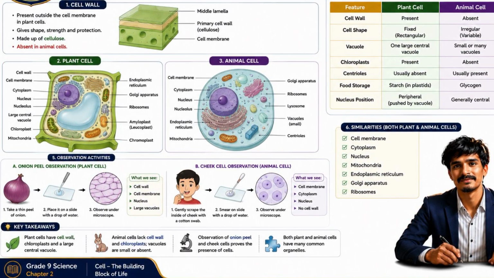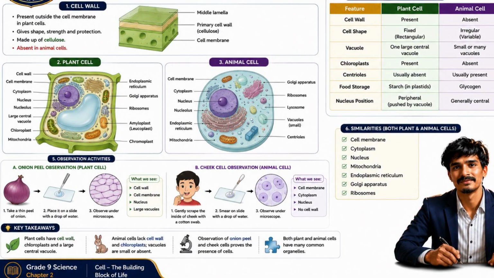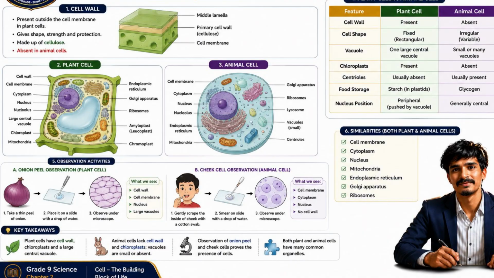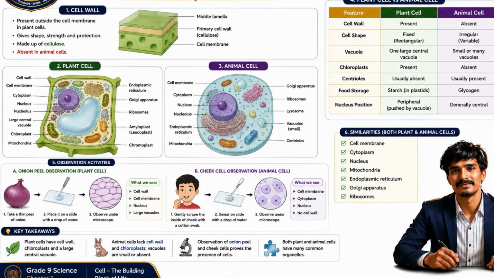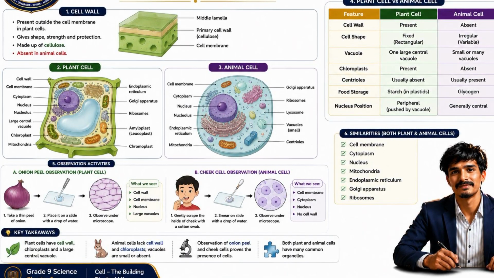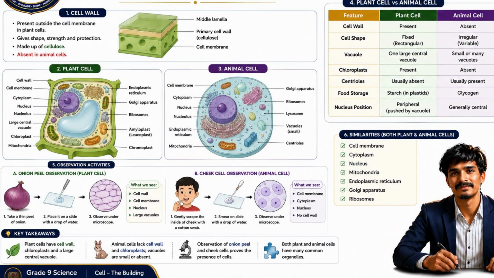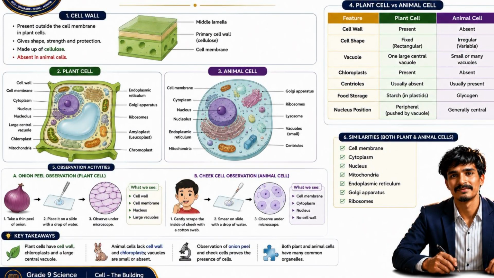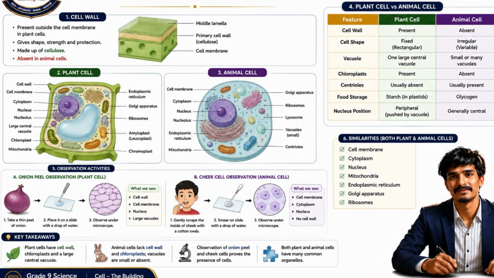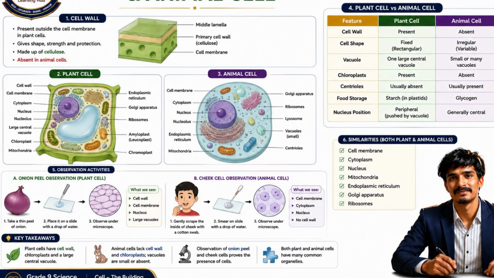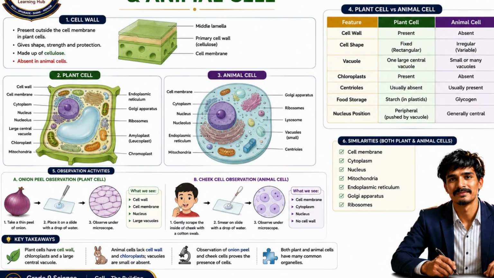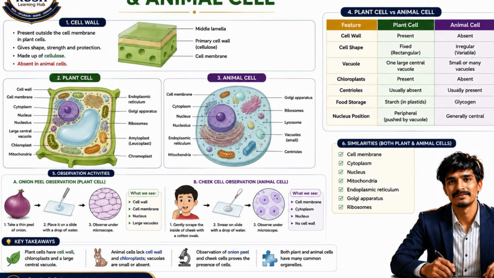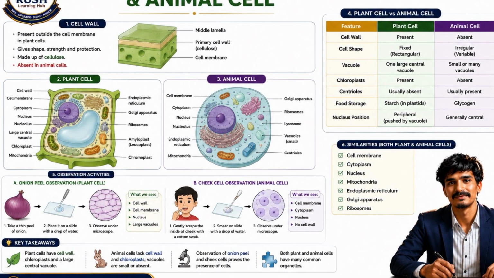However, there are some important differences. Animal cells do not contain chloroplasts because animals cannot prepare their own food through photosynthesis. Animal cells also possess smaller vacuoles compared to the large central vacuole found in plant cells. In many animal cells, structures called centrioles are present, which play an important role during cell division. Now let us compare plant cells and animal cells more systematically.